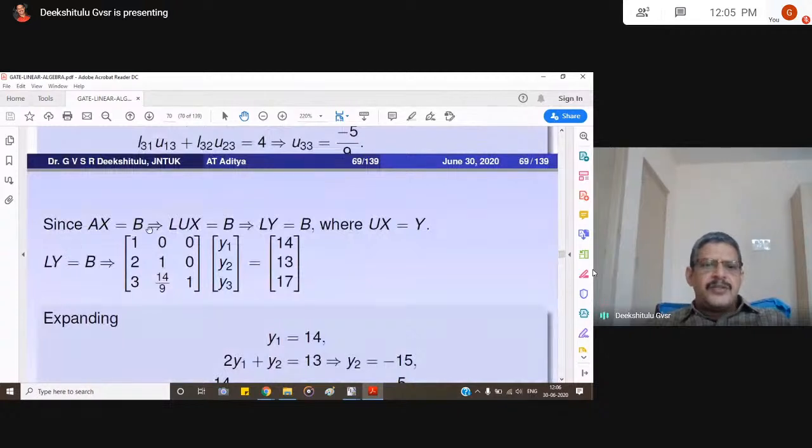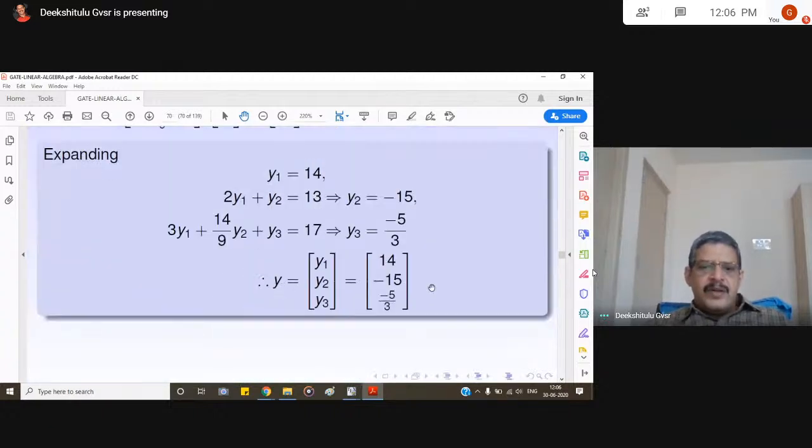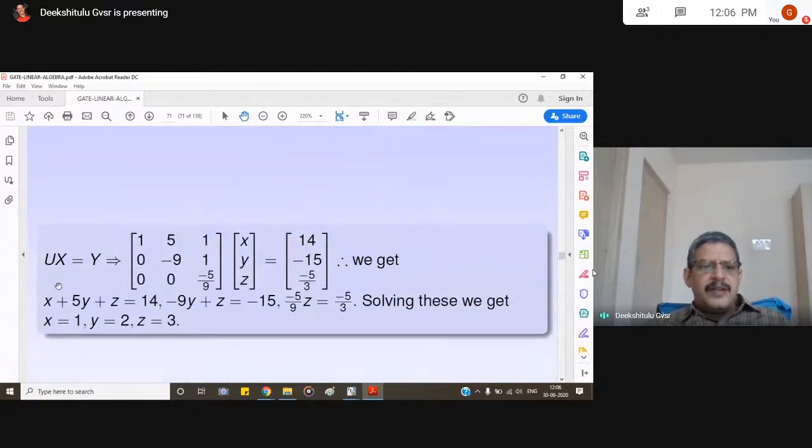Then Ax = B becomes LUx = B, and let us say Ux = Y, then Ly = B. Ly = B means L times Y1, Y2, Y3 equals B, which is 14, 13, 17. So Y1, Y2, Y3 are easily calculated. Once they are calculated, then Ux = Y, so the upper triangular matrix times X equals Y.